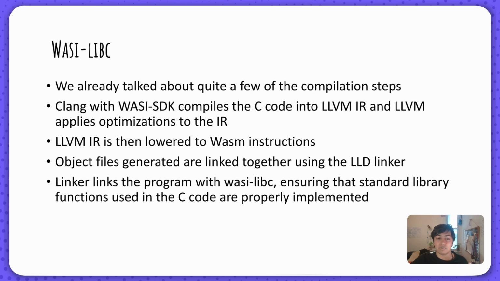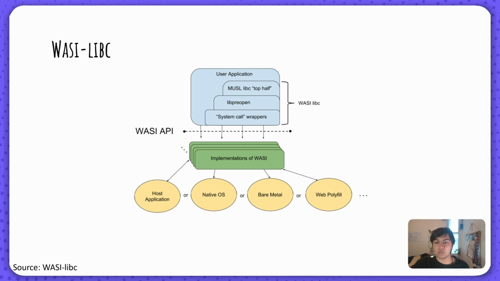But you essentially also have a linker that links the program with WASI libc, ensuring that the standard library functions you use in your C code, any system calls you use in your C code, are properly implemented according to the WASI spec. So we saw an example of the spec, and if you had that kind of call in your C code and you wanted to lower it down to WebAssembly, you need to do a few things to make sure that function is properly implemented according to the WASI spec. What WASI libc usually does is it has these two parts.